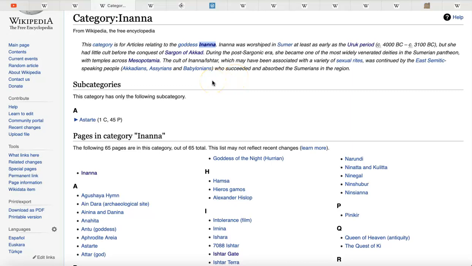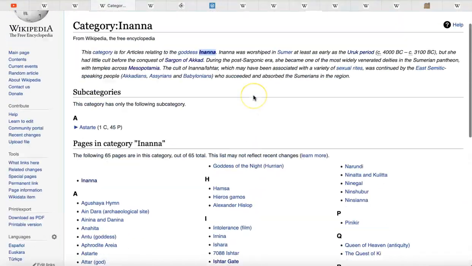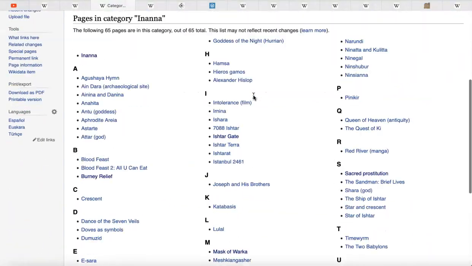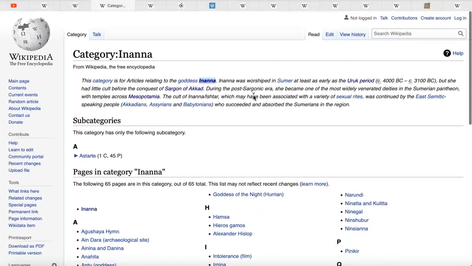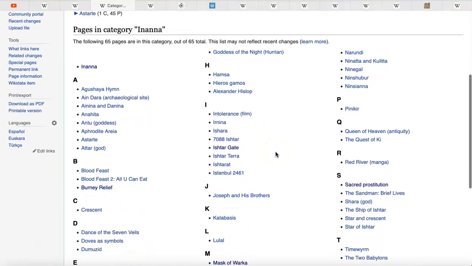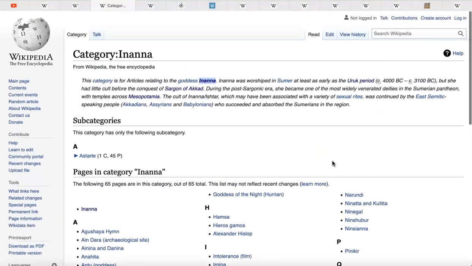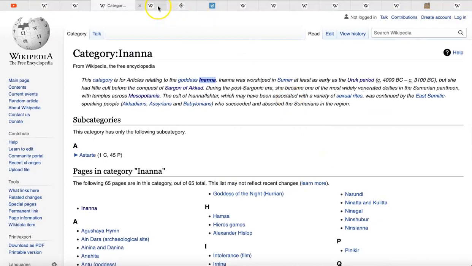I know I already read this, but it's worth repeating. And Wikipedia just put this at the top as kind of a description of why you're here, to look at all of these other links that are alphabetized. Good luck with these. As great as Wikipedia is, there are still shortcomings. This looks organized, but it's not. Trust me. Anyway, moving on.